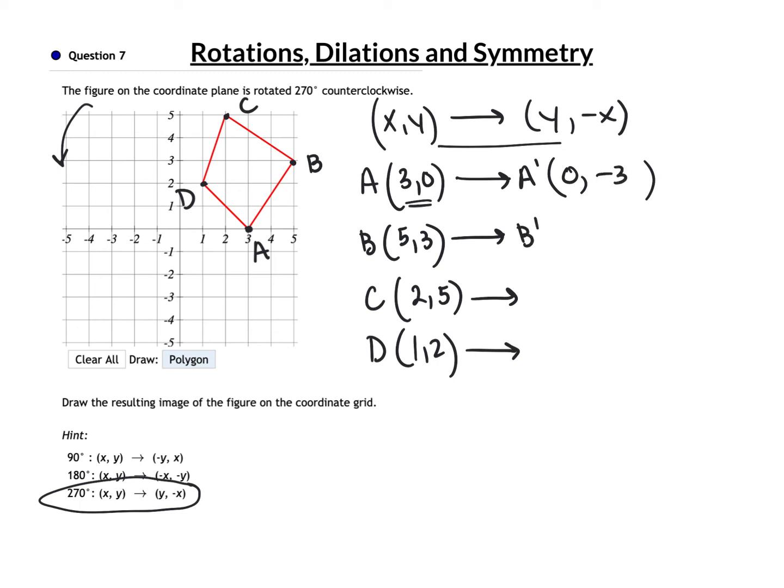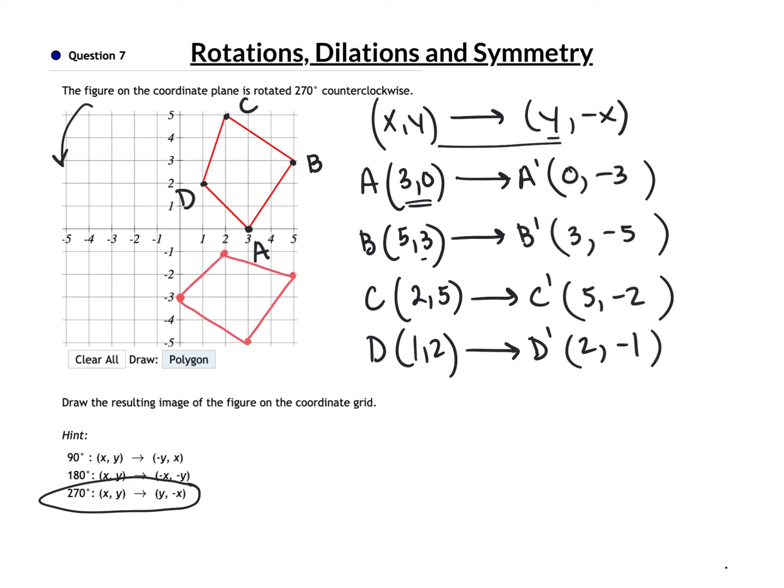B will become B prime. I'll take the y and put it in the x spot, and put the x in the y spot and make it the opposite. C will become C prime. 2, 5 will become 5, -2. D will become D prime, and 1, 2 will become 2, -1. Let's plot those. There is a rotation of 270 degrees about the origin.